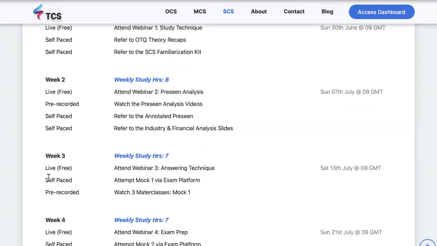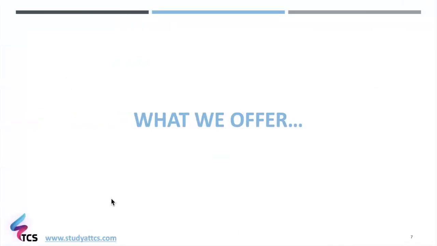And after you have learned answering and time management techniques, you are supposed to try and implement these techniques when attempting each of our mock exams. Okay, so that's what we offer at TCS. Having said that, let's move on to the pre-seen analysis.